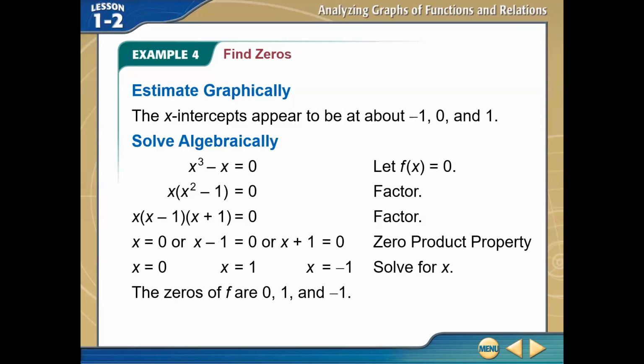So the zeros of f are 0, 1, and -1. And we've proved that algebraically. We were able to estimate it graphically, so we're perfect right now. So the answer we would give is -1, 0, and 1.